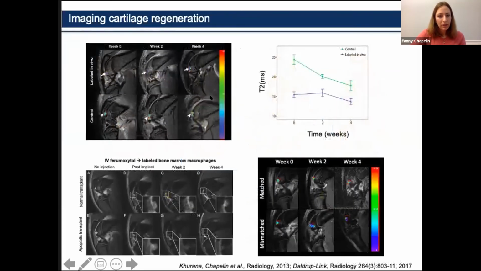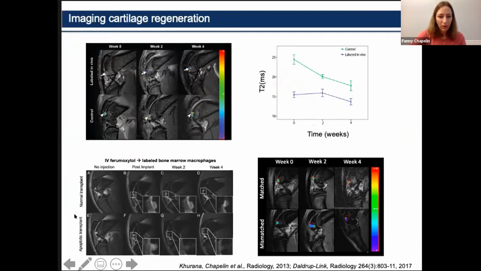And this is a little bit of the data. When we looked at the labeled stem cells over time here, we were able to see them via the contrast agent. And here we have a map showing the intensity basically of the signal to enable quantification over time. We could monitor how much of the cells persisted in the implant over time.